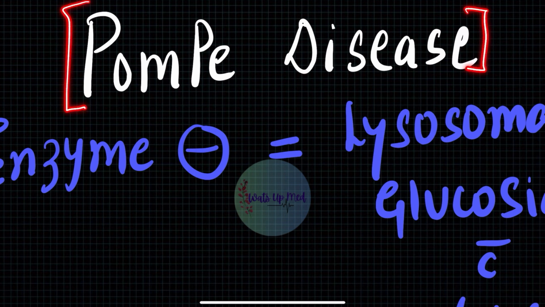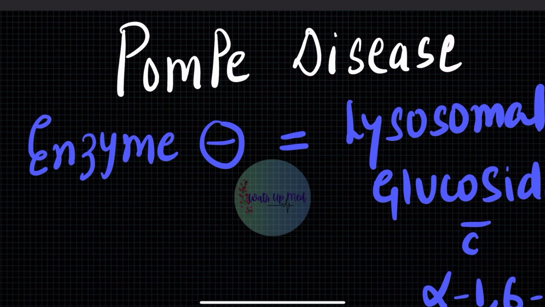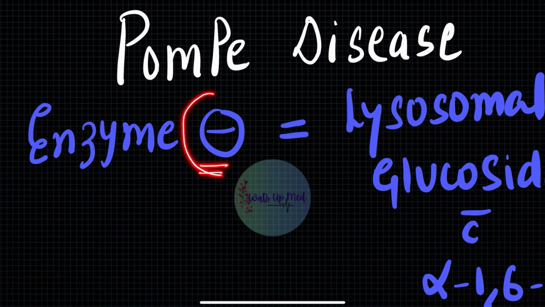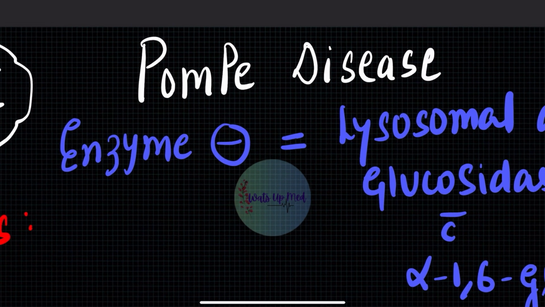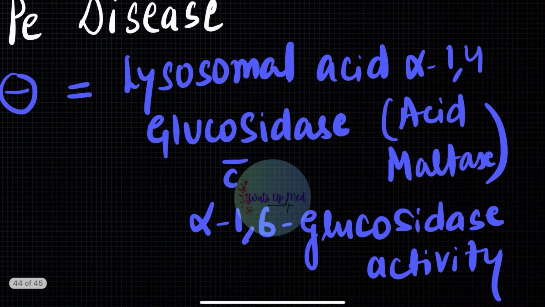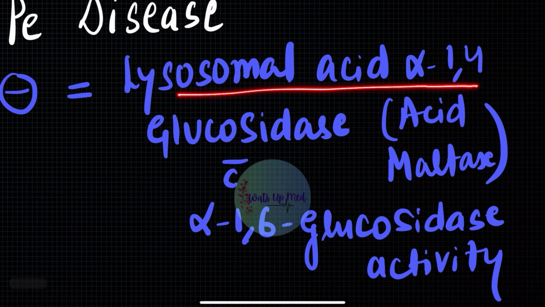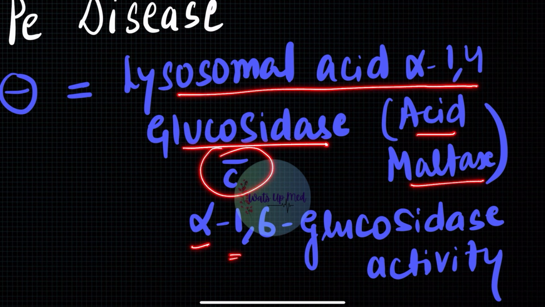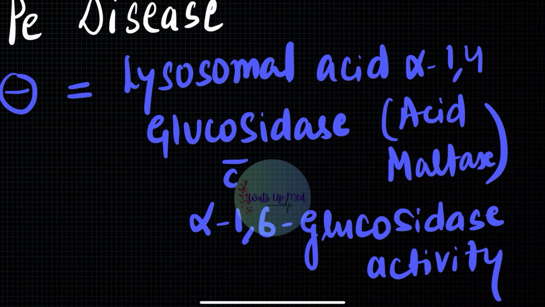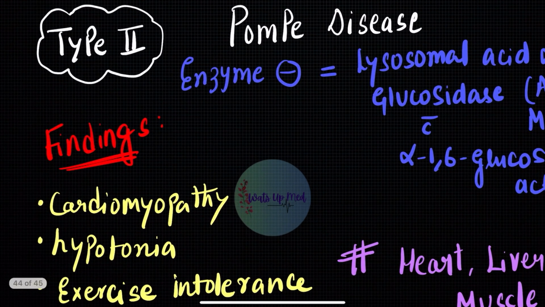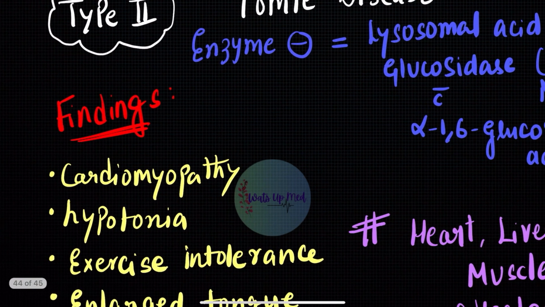Okay, so first most important thing is the enzyme which is absent. What enzyme is absent which leads to Pompe's disease? So basically the enzyme absent is lysosomal acid alpha 1,4 glucosidase, which is also known as acid maltase, associated with alpha 1,6 glucosidase activity. It means that this enzyme is absent and it leads to the disturbance of activity of alpha 1,6 glucosidase.